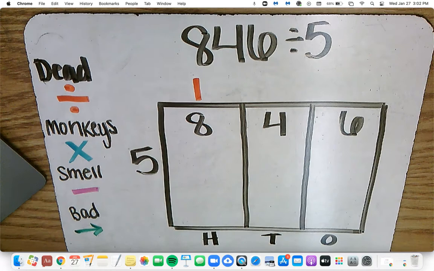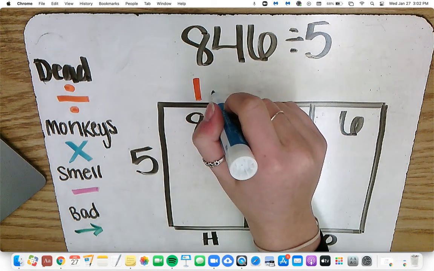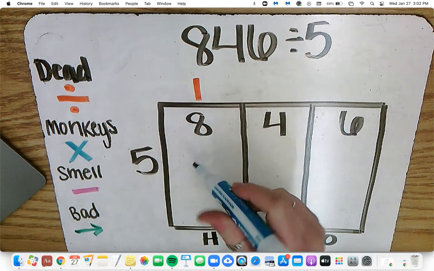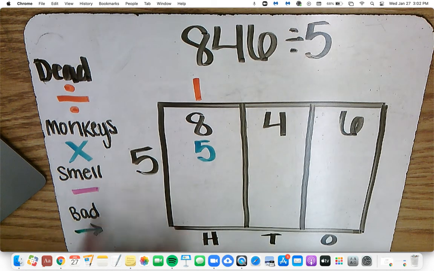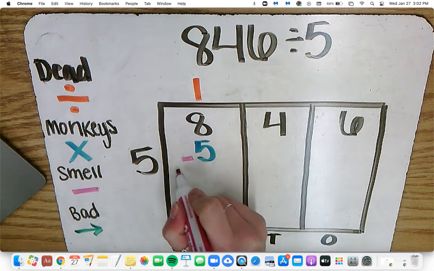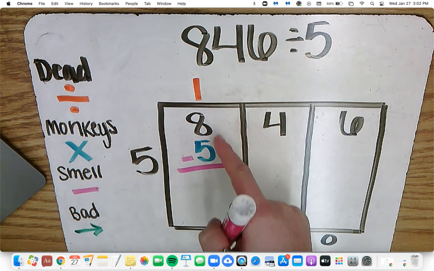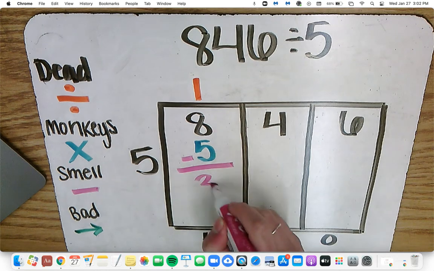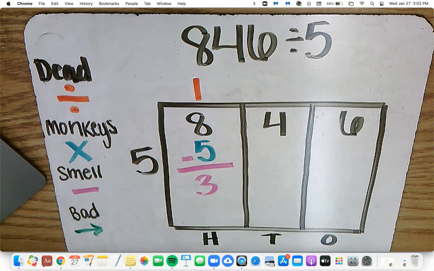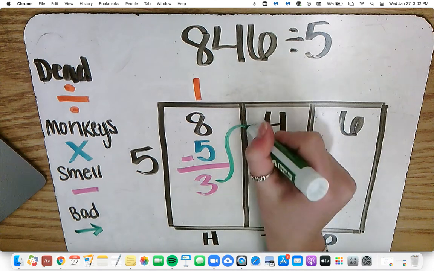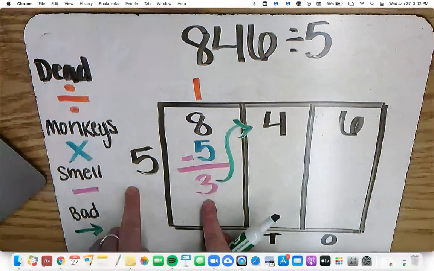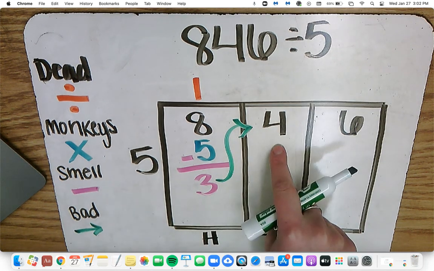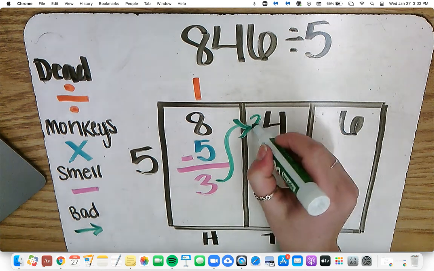Now we need to multiply. 5 times the number you just wrote. So 5 times 1 is 5. Dead monkeys smell. We're going to subtract. 8 take away 5 is 3. And now we need to bring over this number to the next place value spot. This really is telling us that we have 3 hundreds left, which is not enough to make another group of 5. So we're going to move those over to the tens. Now we have 34 tens.